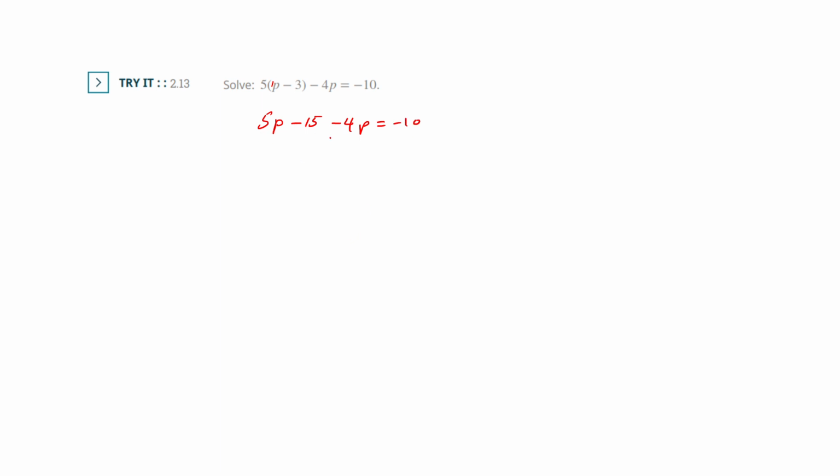Okay, 5 on the p team, minus 4 on the p team. That's 1 on the p team. All right, we're going to add 15 to both sides. Okay, so this is going to be 5, and if you can't see it, you subtract those and you take the sign of the bigger number, which is the positive.